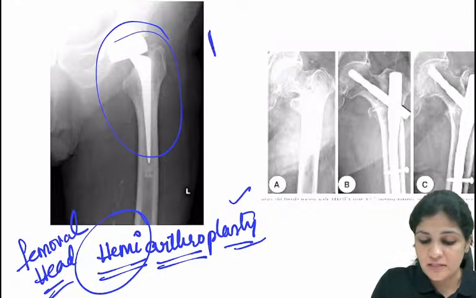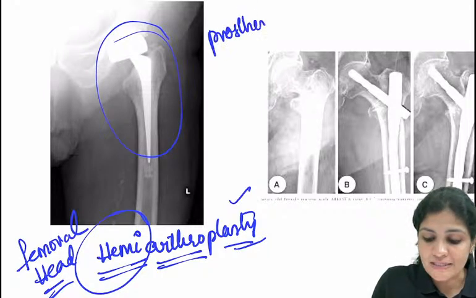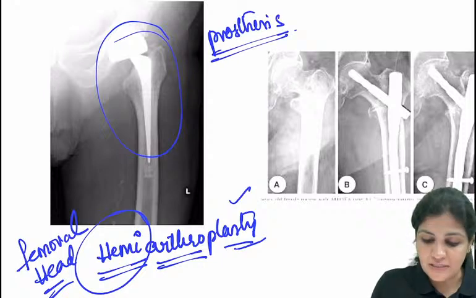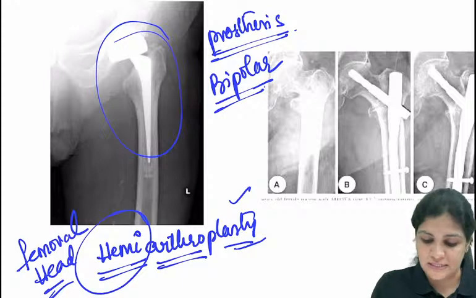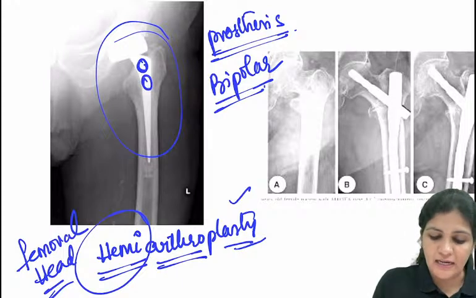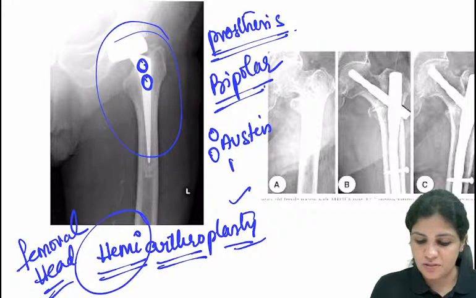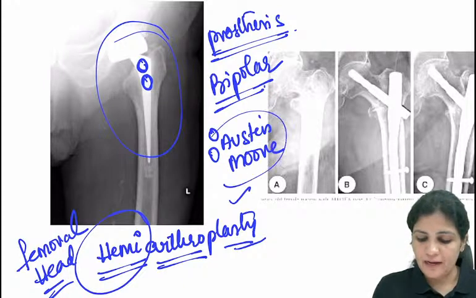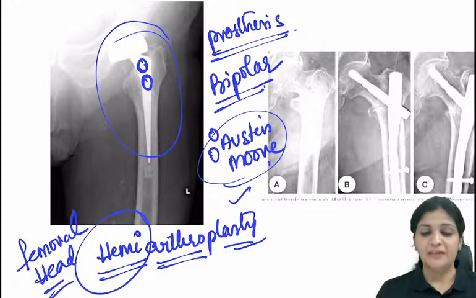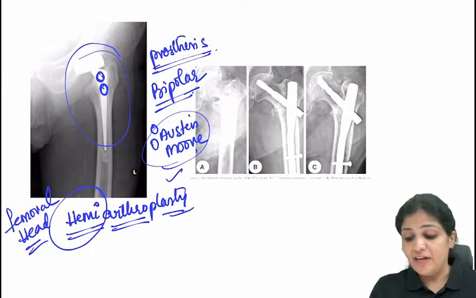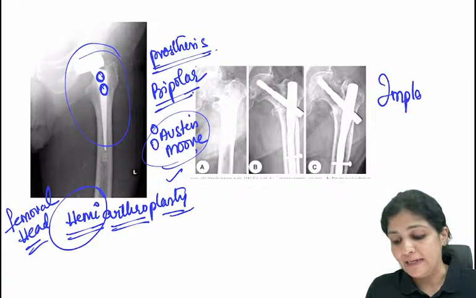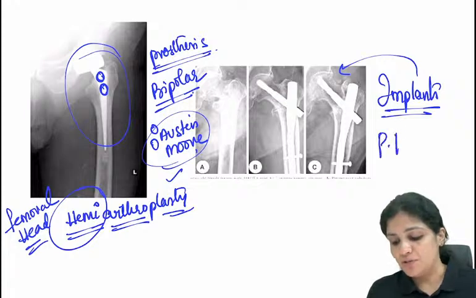What is this called? This is called the prosthesis. And this prosthesis is a bipolar prosthesis. If you see two holes here, this is your Austin Moore's, right? So whenever you're replacing something, this is called a prosthesis. When you're retaining the part inside it, this is called an implant. This is an implant which is called a proximal femoral nail.